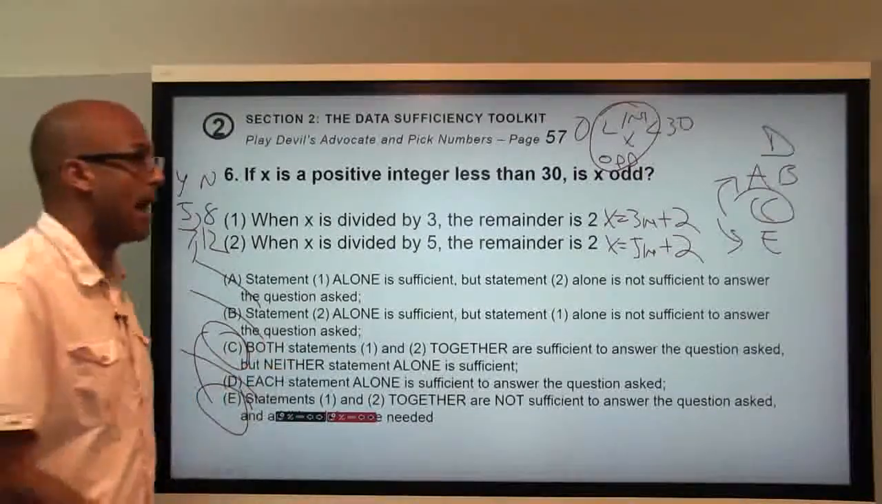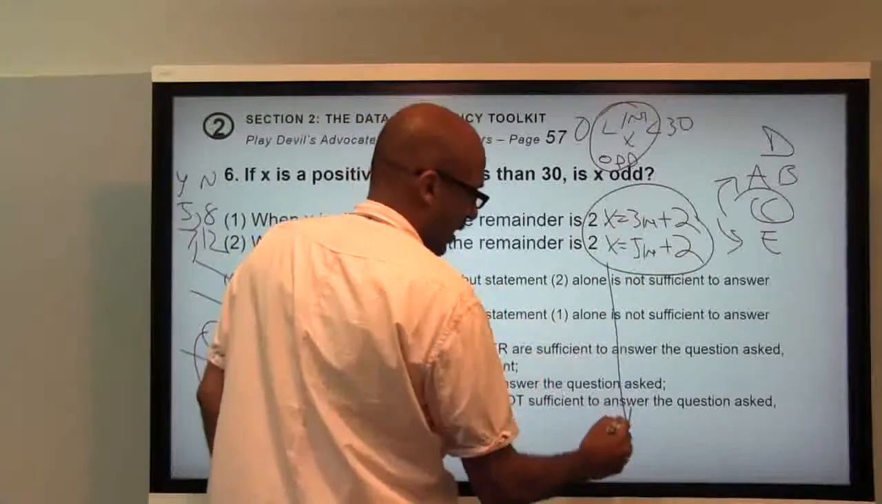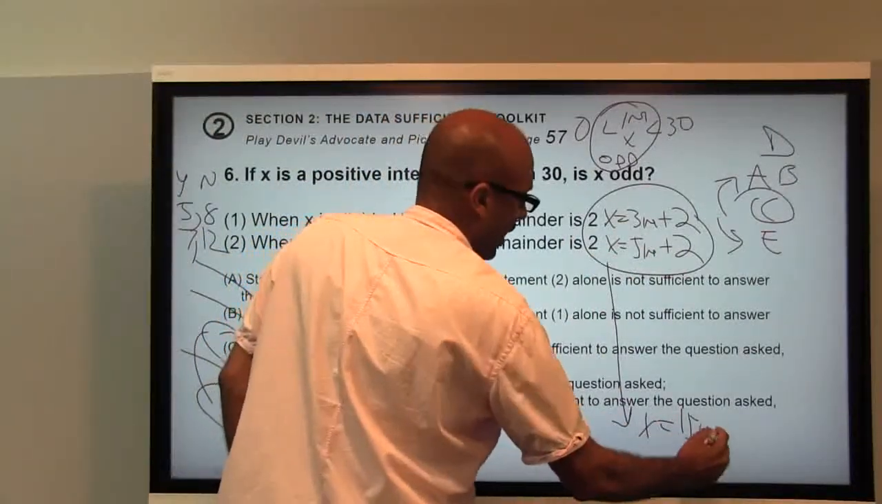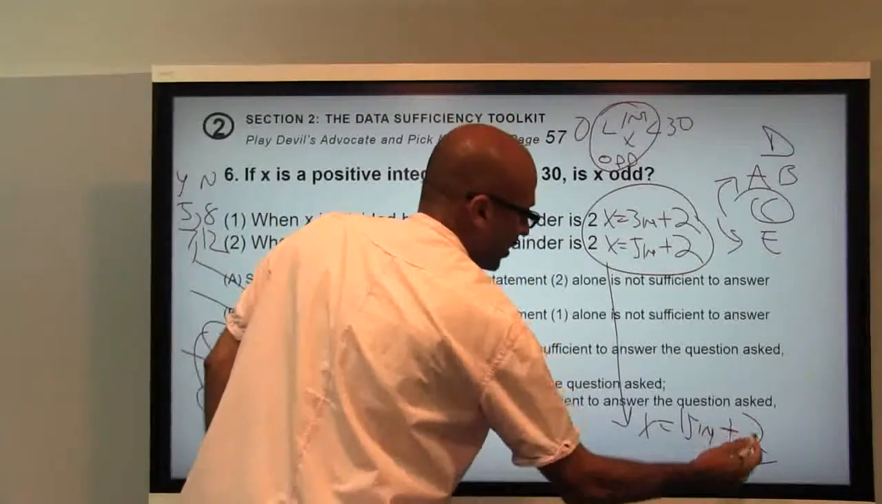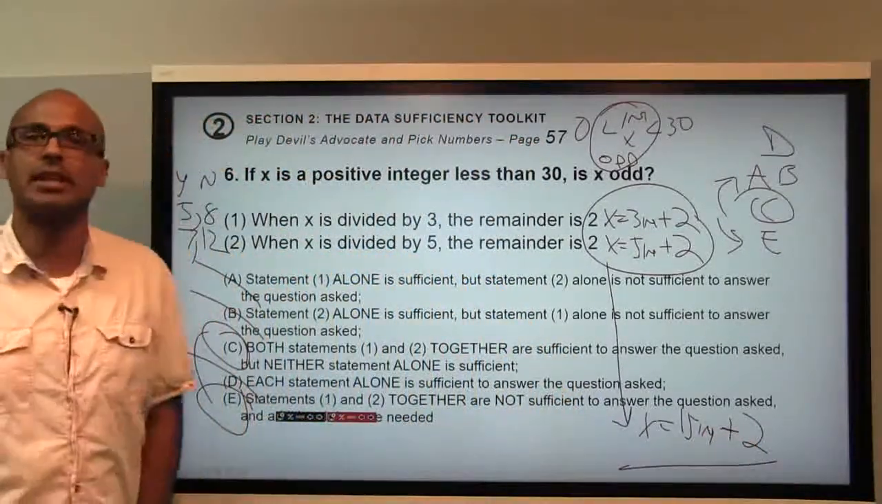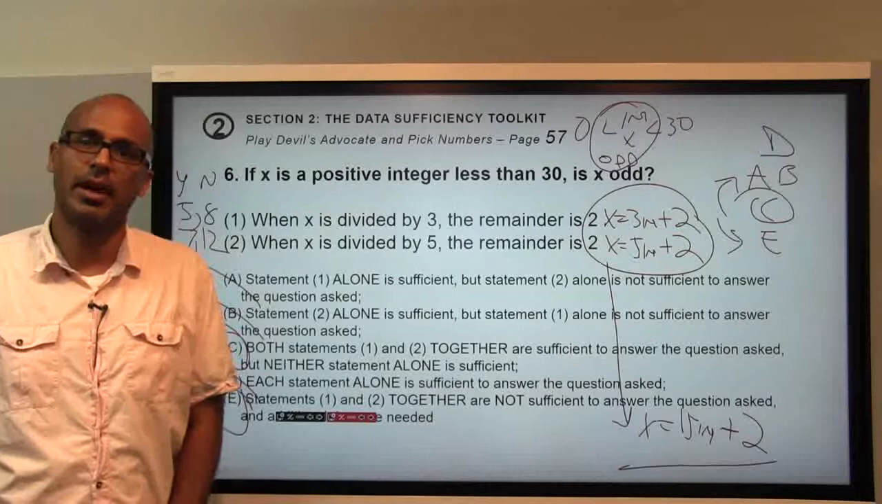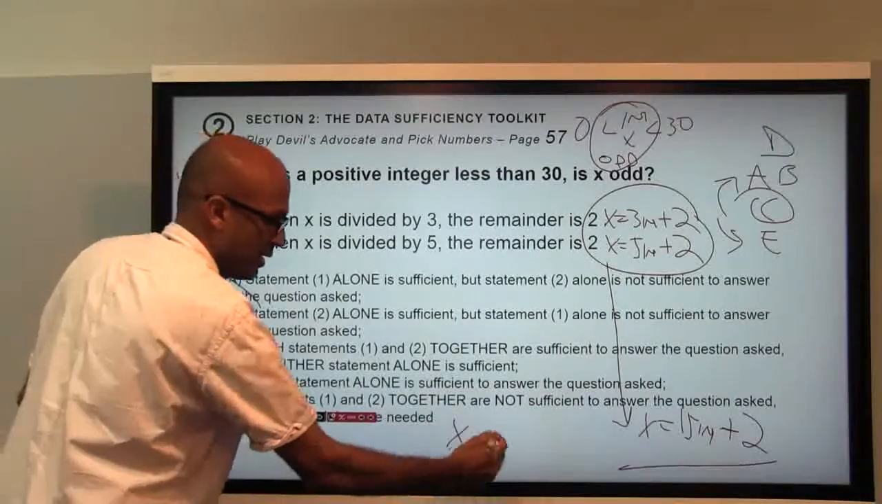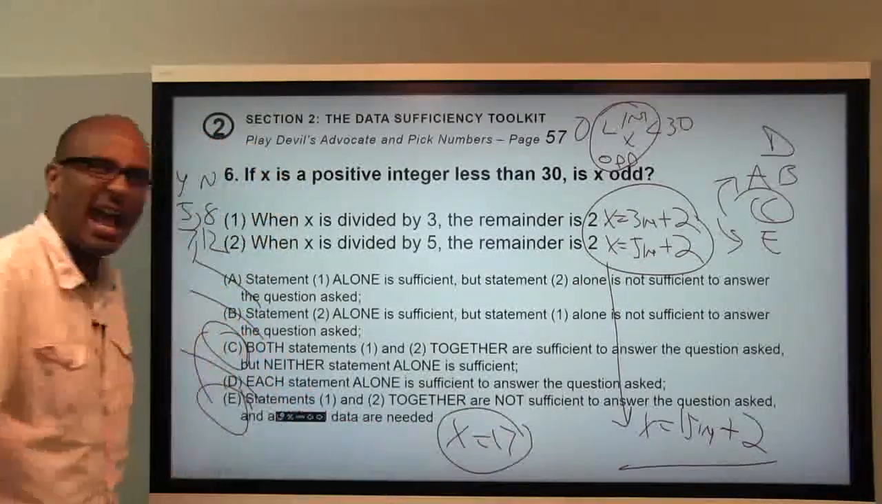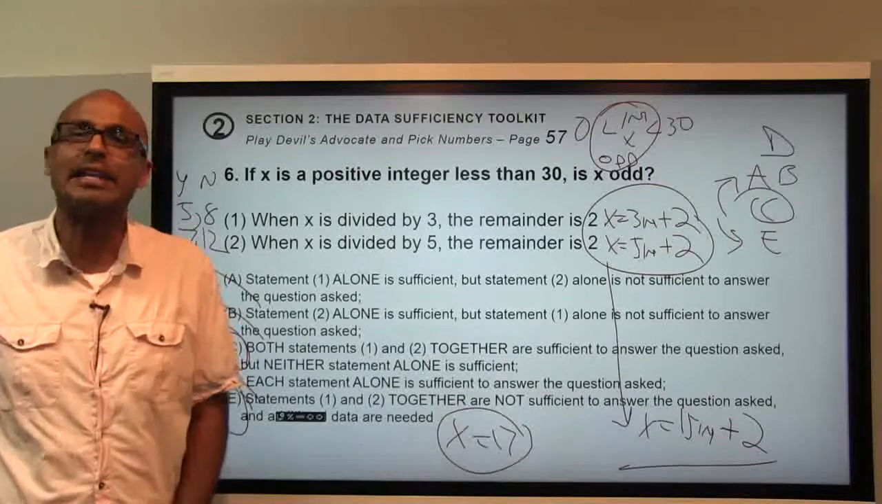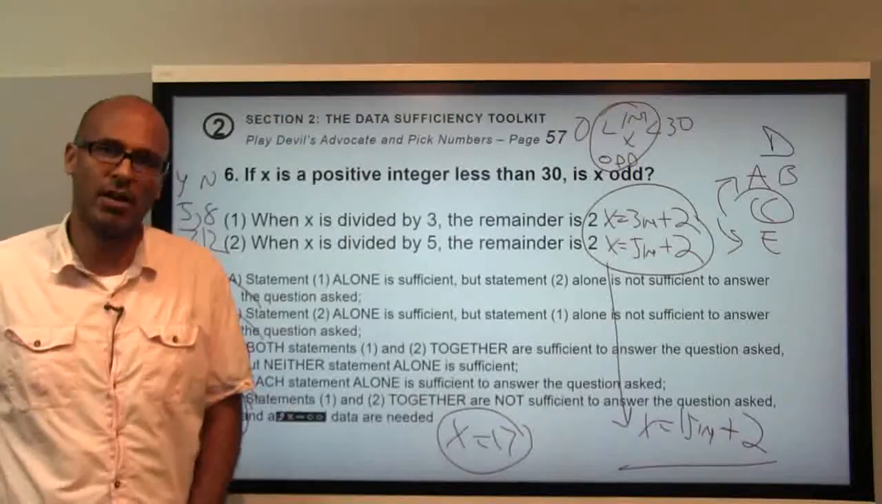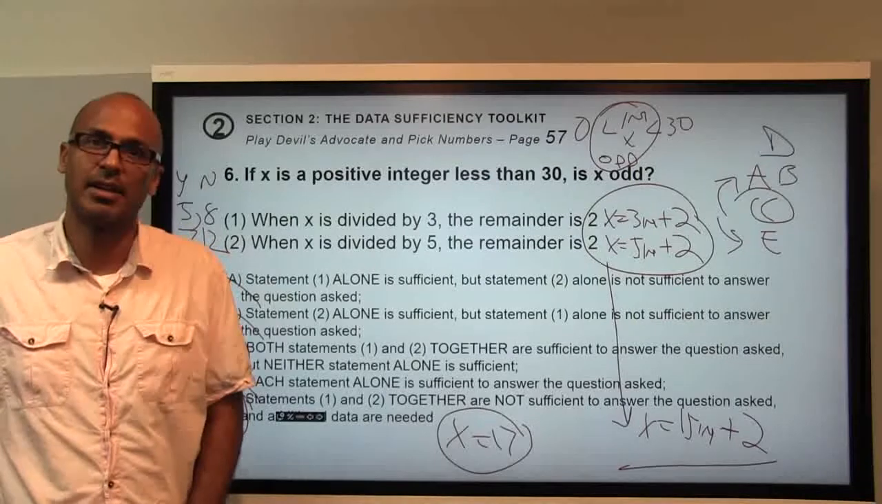So thus, when I combine them, what do I get? Clearly, x is a multiple of 15. That's pretty easy to get to, plus 2. And of course, that means x is 17. And like I said, 86% of you got this far, which is great.